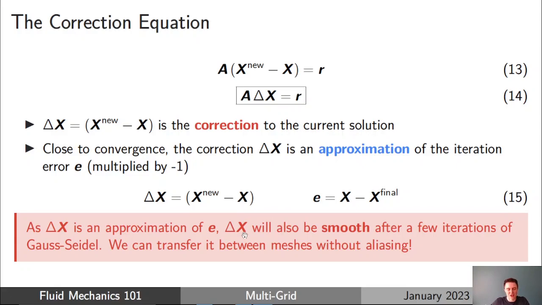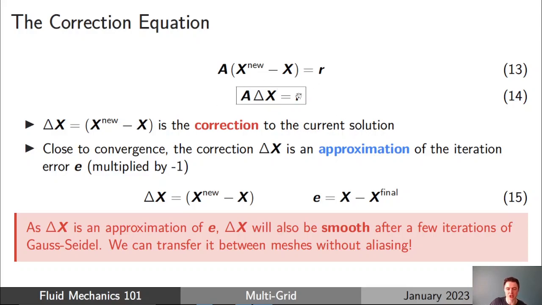Because the correction is smooth, that means we can transfer it between meshes in the same way that we can with the iteration error and the residual. We can transfer it between meshes without those aliasing errors if we've done a few iterations of the Gauss-Seidel algorithm. So what we're going to be doing is actually solving the correction equation on a coarser mesh, not the original equation. That's the key point of the multigrid method.